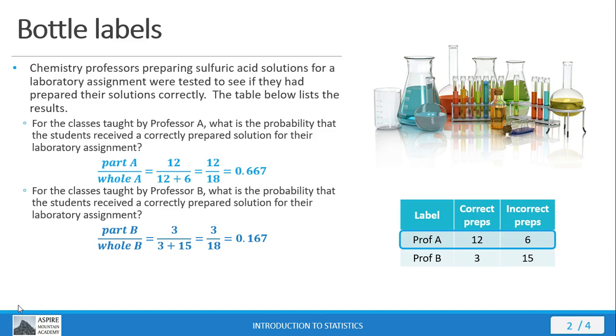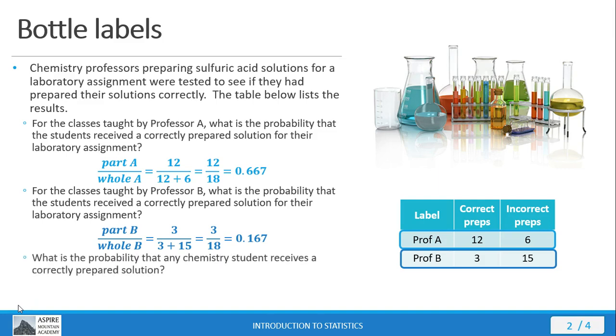And then, of course, the whole is going to be the 3 plus the 15. That's going to be 3 over 18, which comes out to 0.167. So again, we're taking that whole row to get the whole for Professor B. Now, what is the probability that any chemistry student from either professor receives a correctly prepared solution? Go ahead, stop the video, do your calculations, come back, we'll see how you did.